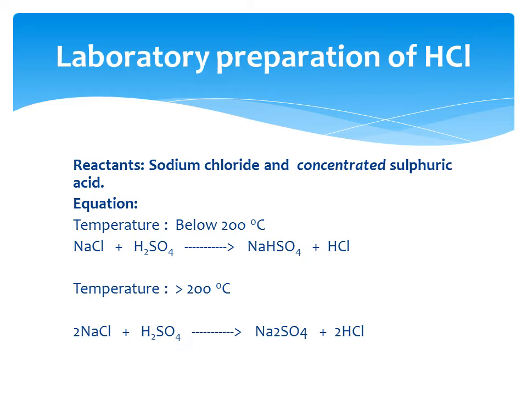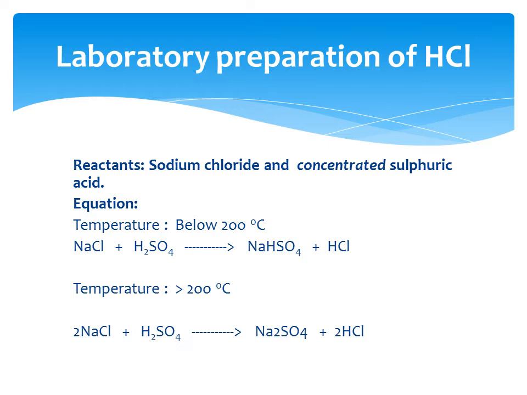Concentrated nitric acid is not used during the preparation of HCl because it is volatile. Concentrated nitric acid is volatile, meaning it easily vaporizes and may volatilize out along with hydrogen chloride. This is the reason why we use concentrated sulfuric acid for the preparation of HCl gas in the laboratory.